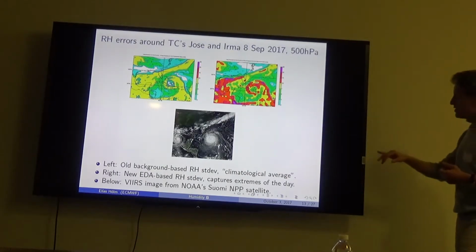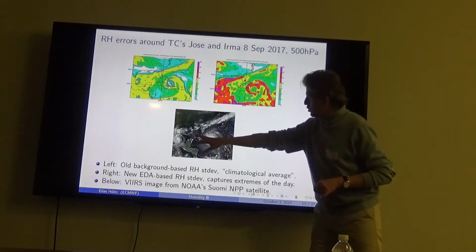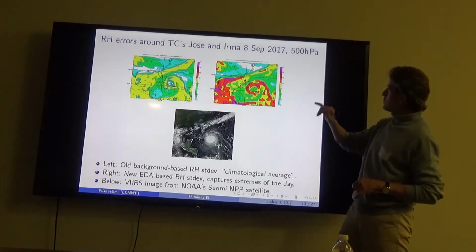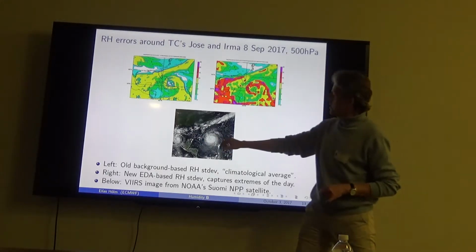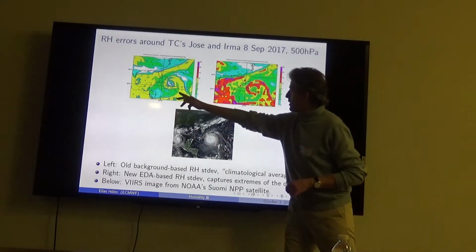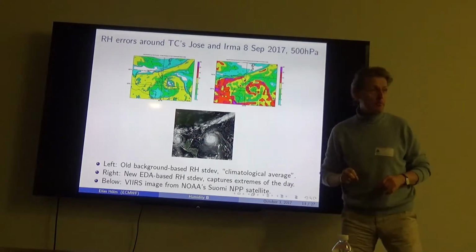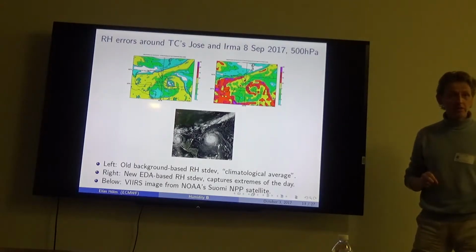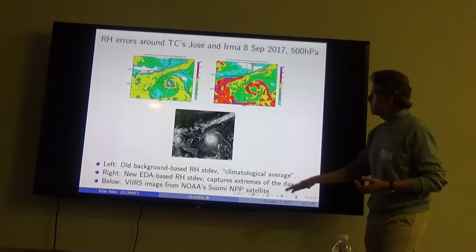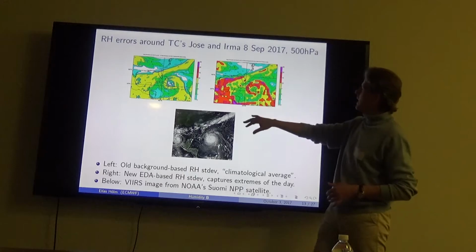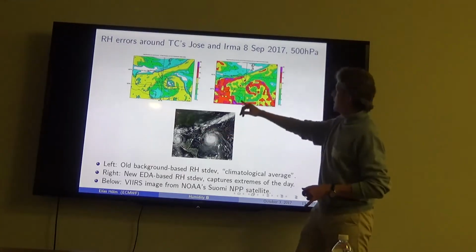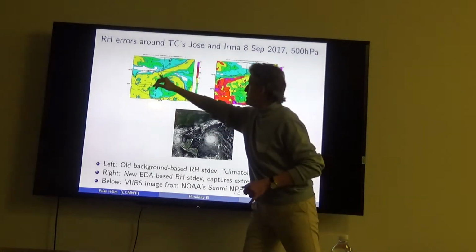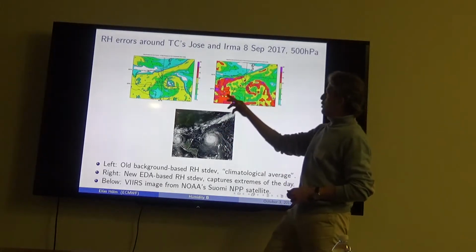So here you can see how it works. Here we have two tropical cyclones, Irma and Jose, from the 8th of September. And here we have the old and new formulation of the humidity variances at 500 hectopascal. You can see that both capture more or less the same thing. You can see the cloud band, you can see increased variances. You can see the tropical cyclones in both.